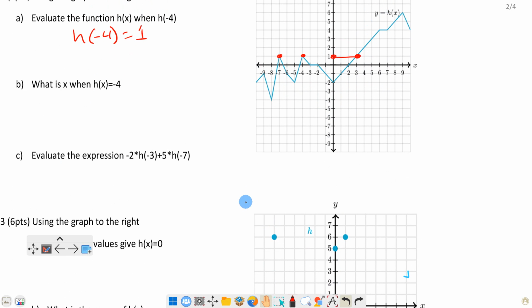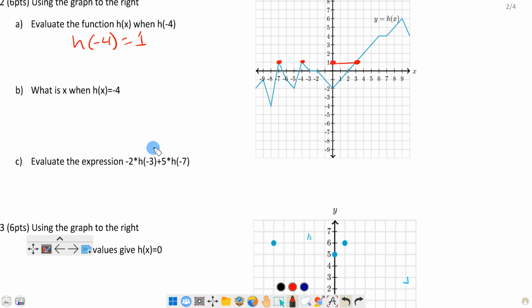And then we are to evaluate the expression when h is negative 3. So we need to go to our negative 3 for x, which is 0. So this is negative 2 times 0 plus 5. And then what is h of negative 7? So we go over here to negative 7. That brings us up to 1. So times 1. So 0 plus 5 is just going to be 5.